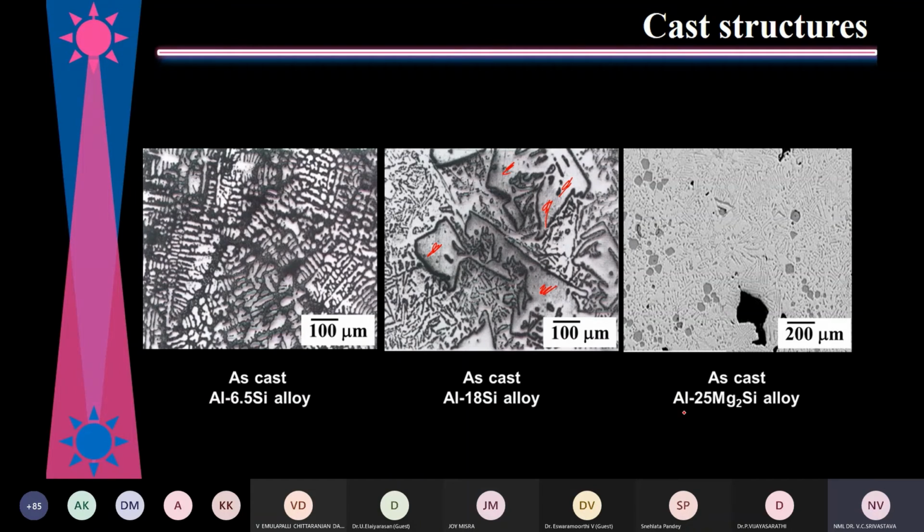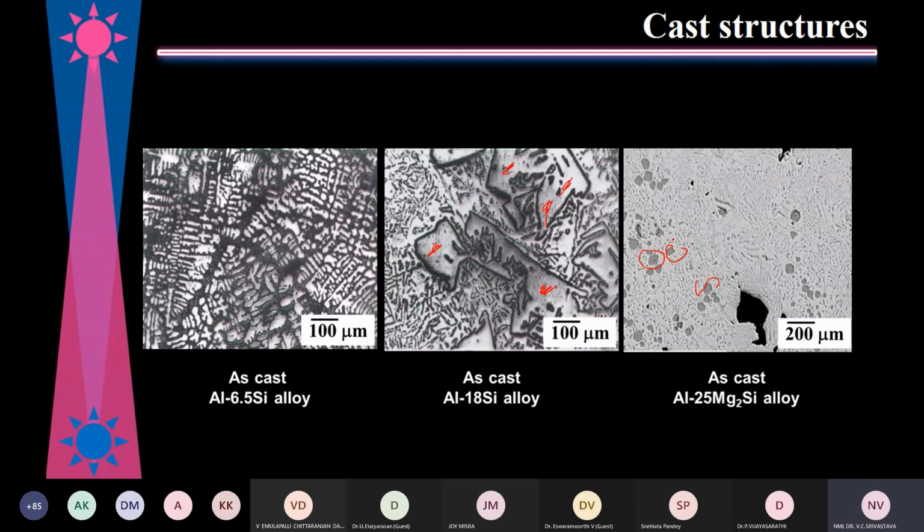This is aluminum with 25% Mg2Si alloy. Here also the scale is 200 microns, you see. So the Mg2Si precipitates are very large in size. We actually want a refined size of these phases for good applicability.